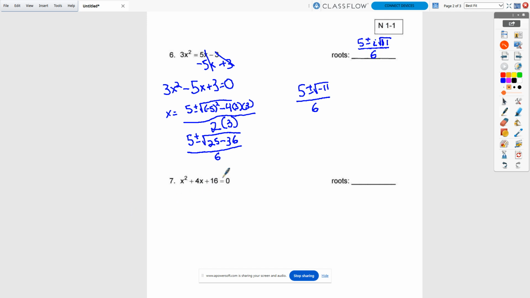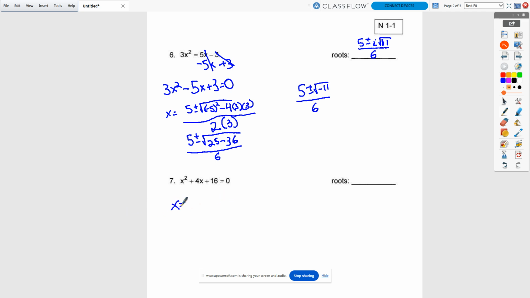Okay, looking at the last one, looking at this one, first want to say, oh, it looks like it could work out as a factor, but it doesn't actually end up working that way, because there's nothing that would multiply together to get 16 that adds to get 4. So I'm going to do my quadratic formula again.